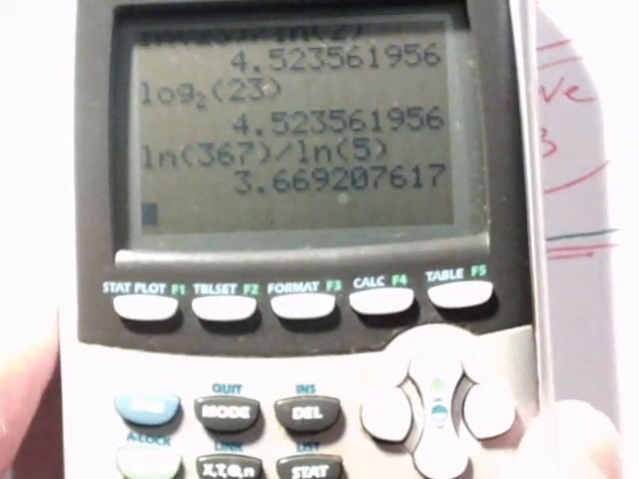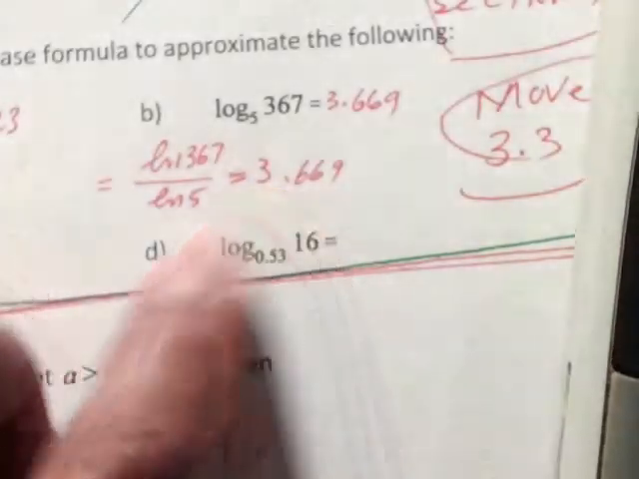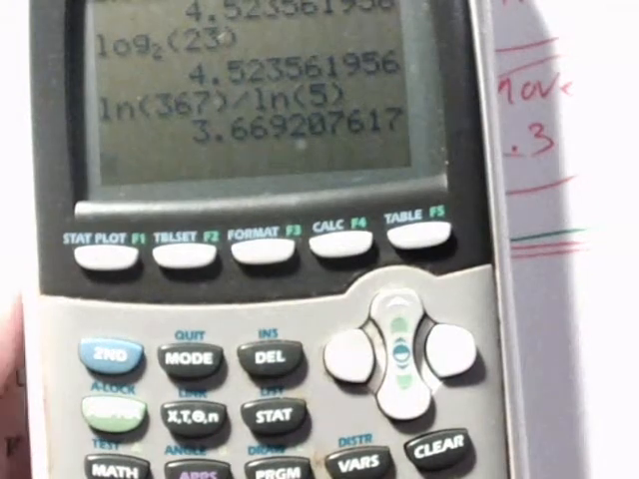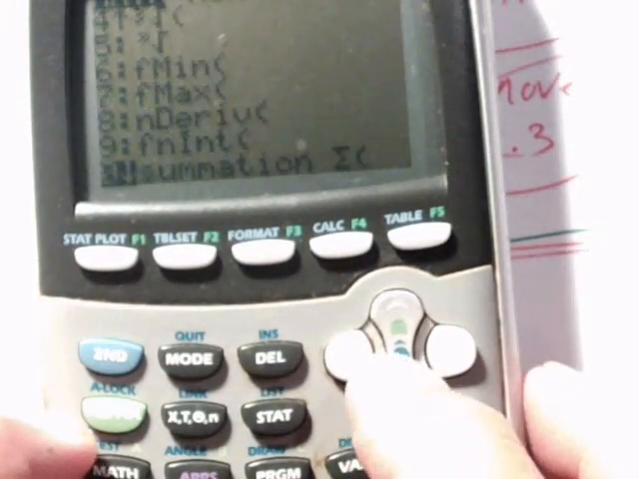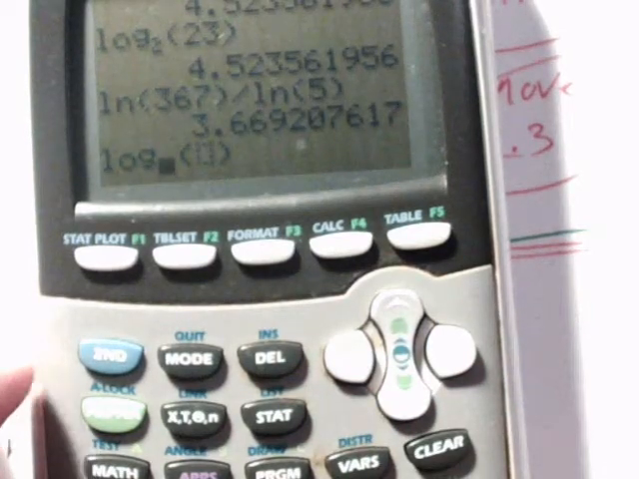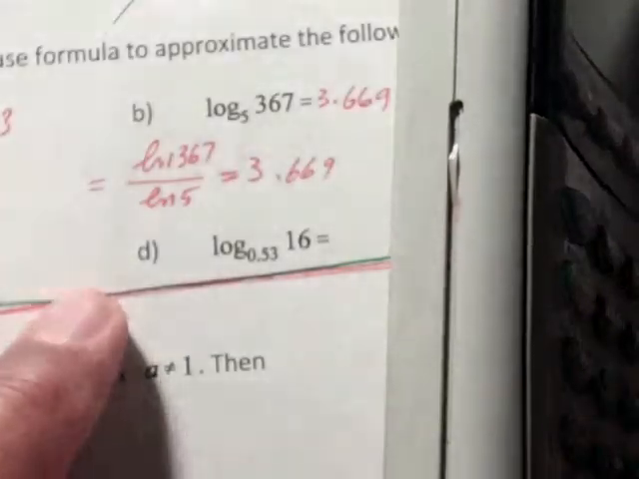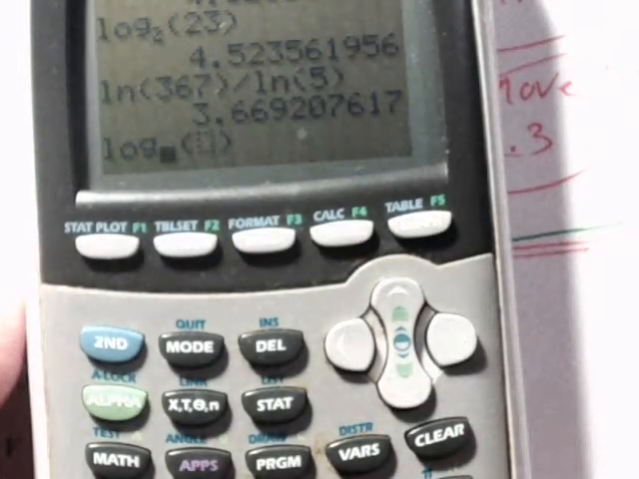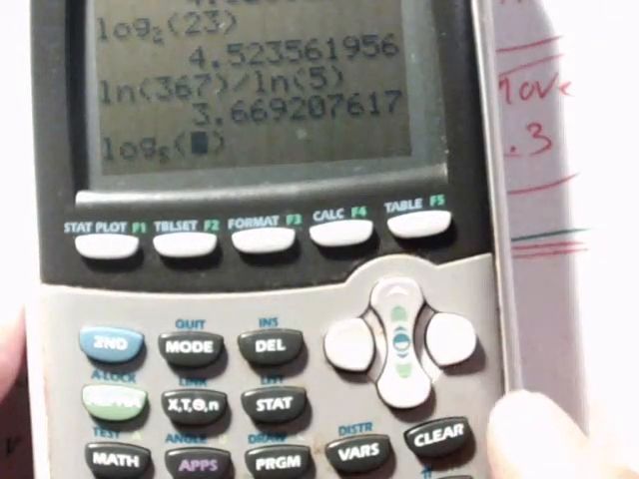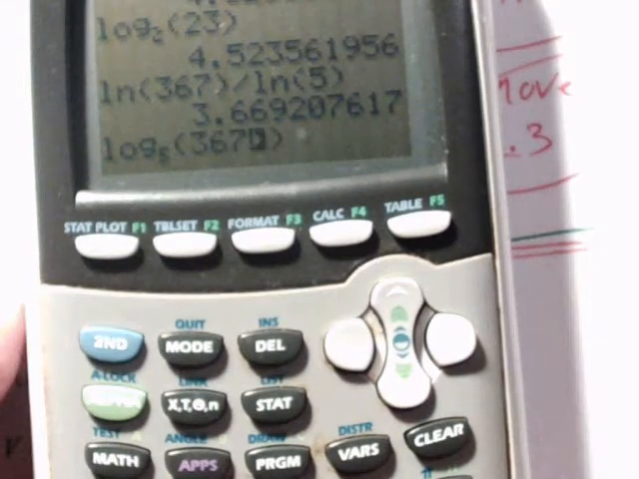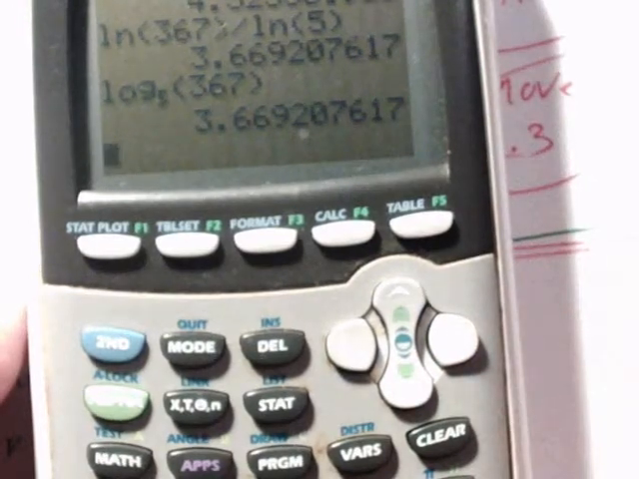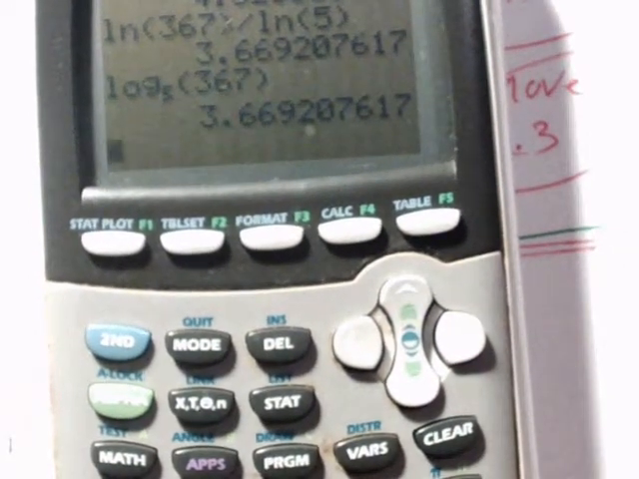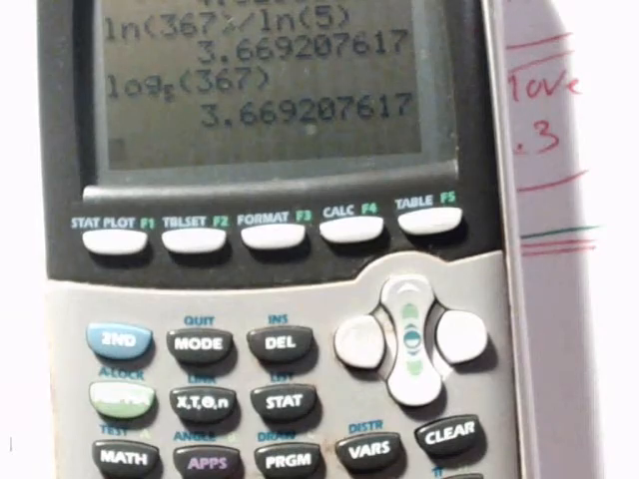I get 3.669. Now if I do it with the other technique, go to math, use this base. The base is 5, and the number is 367. You see, I get the same number. So if you have that feature on your calculator, fine. If you don't, it's not the end of the world. You can use the formula. So let's do a couple more here.